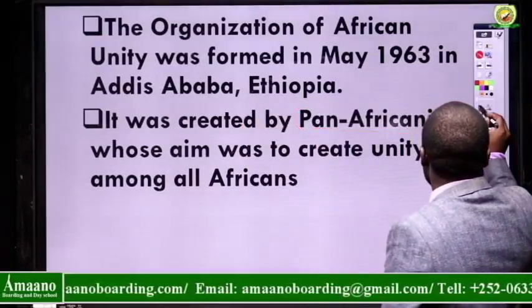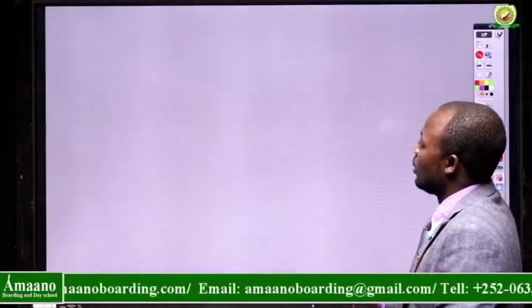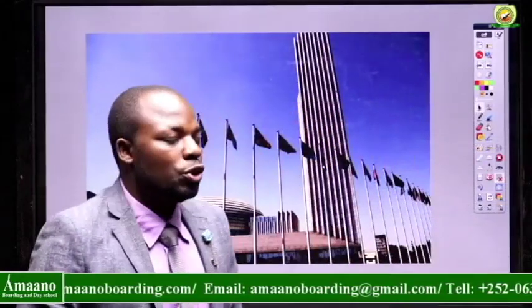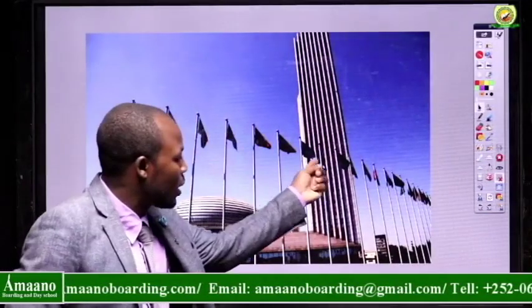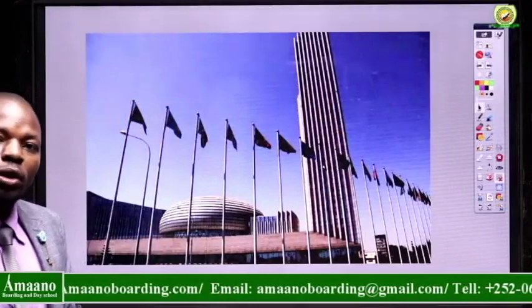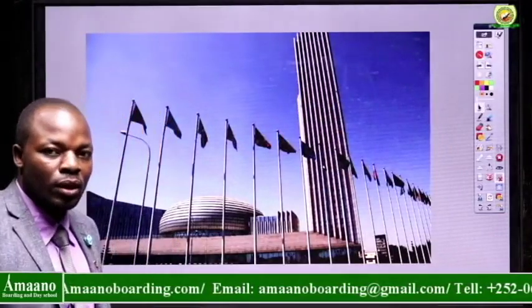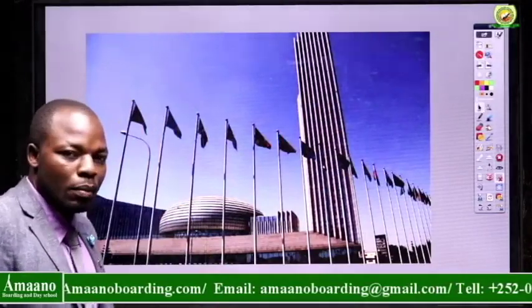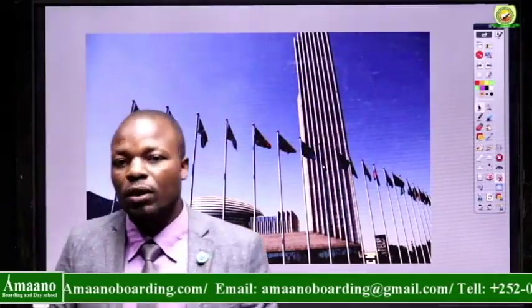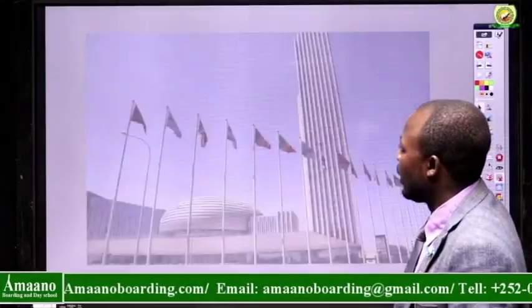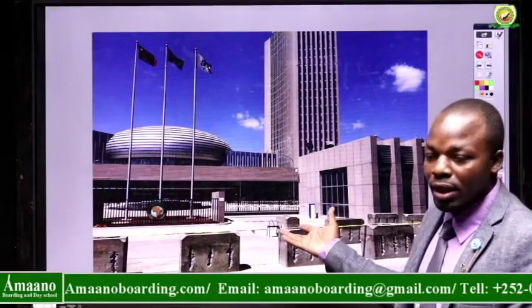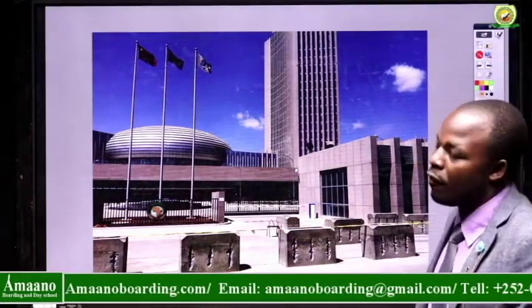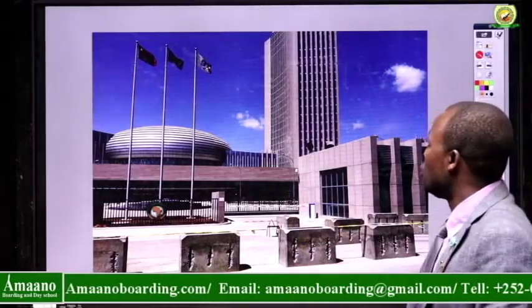Now, going ahead, here are images showing the headquarters of Organization of African Unity, presently known as AU or African Union. So all these flags, there are very many, they represent all the African nations, all the African countries. The headquarters are in Addis Ababa, Ethiopia. That's one thing that you have to get. Moving ahead again, there is another, still the same image, showing the headquarters. The image is very clear. You can see the headquarters of AU or Organization of African Union.